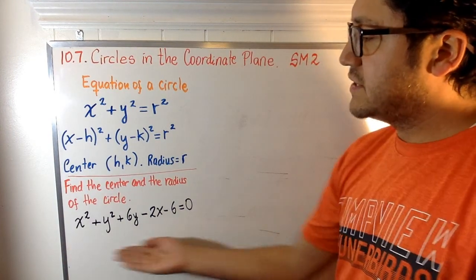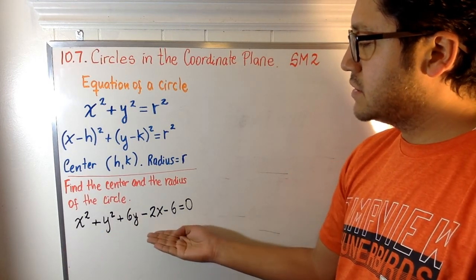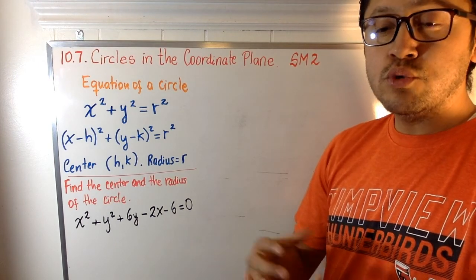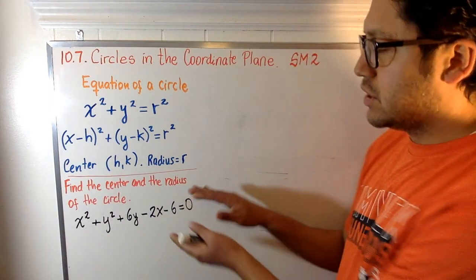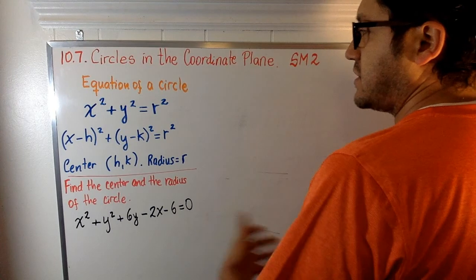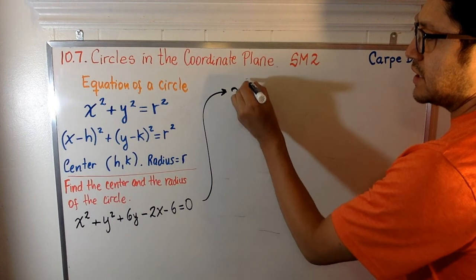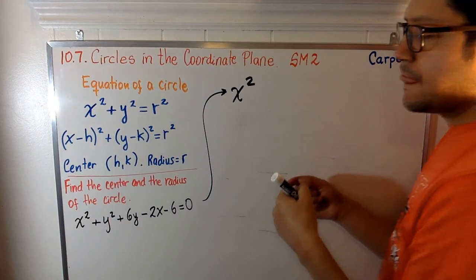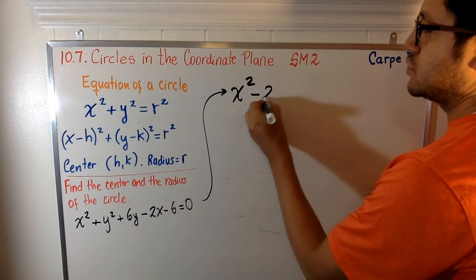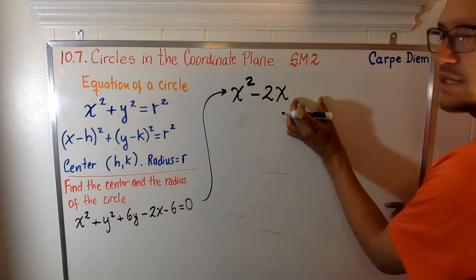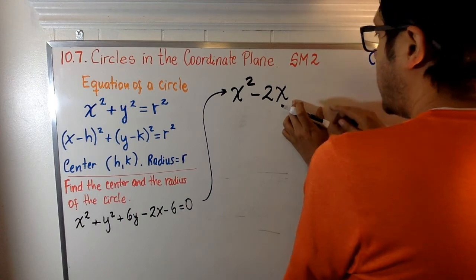So the equation we have is x squared plus y squared plus 6y minus 2x minus 6 equals 0. So we are going to rearrange all the elements of this equation so that we present it like this. So the first thing I would do is this. I'm going to keep x squared over here, but then right after that I'm going to put next to it the linear x term, so x squared minus 2x. I'm going to keep this space, and I'll explain that in a little bit, and then I'm going to continue with y.